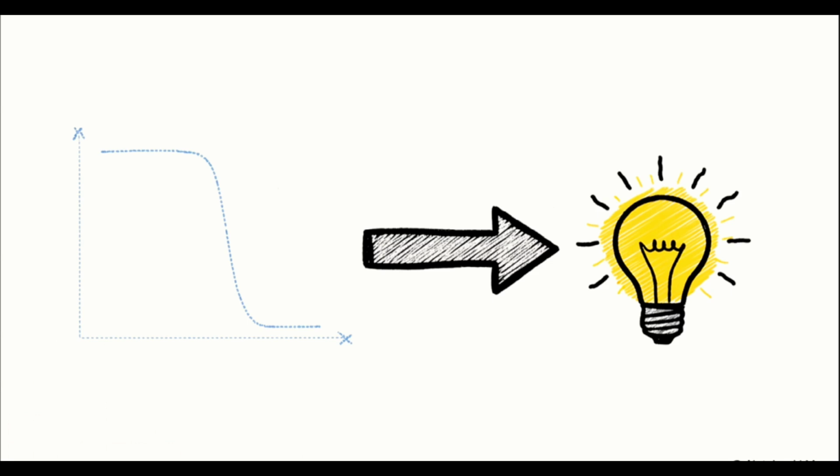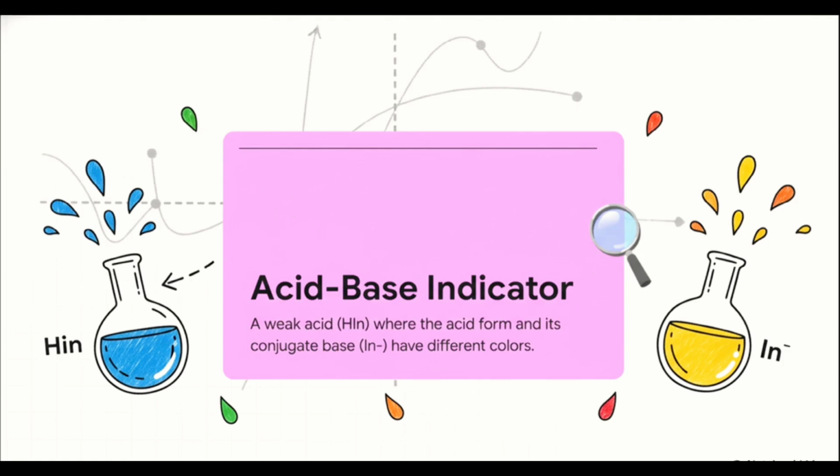Well, the answer comes from a special group of chemicals called indicators. So what even is an indicator, really? At its heart, it's just a special kind of weak acid. Let's call it HIN for short. And here's the magic trick. The acid form, the HIN, is one color, and its partner, the base form, IN-, is a totally different color.